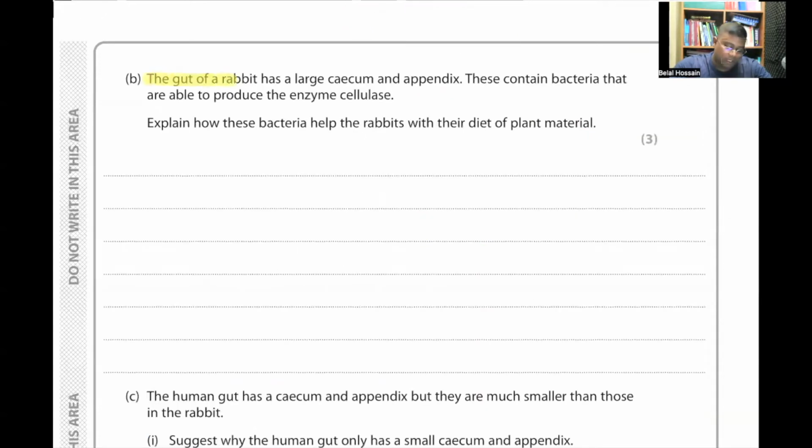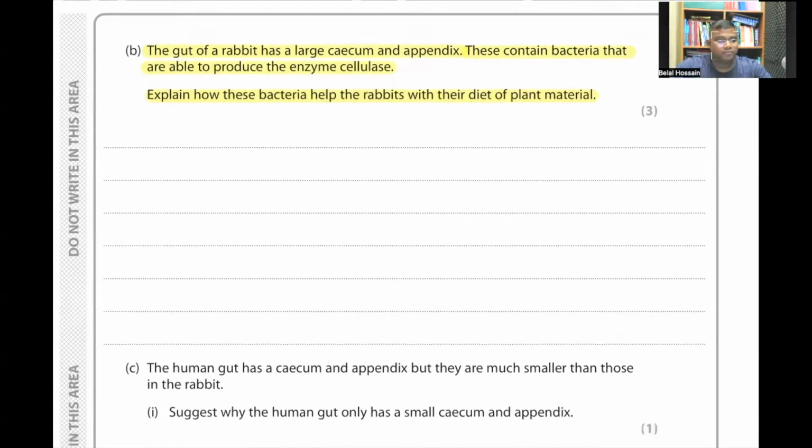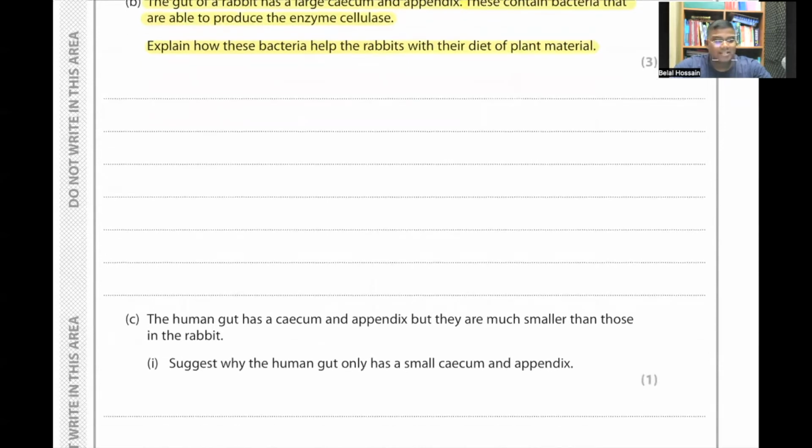Part B. The gut of a rabbit has a large cecum and appendix. These contain bacteria that are able to produce the enzyme cellulase. Explain how these bacteria help the rabbit with their diet of plant material. So because the rabbit has a diet of plant material, plant contains cellulose, as in their fibrous portion. So the cellulase enzyme helps digest the cellulose into glucose, which is then used in respiration.